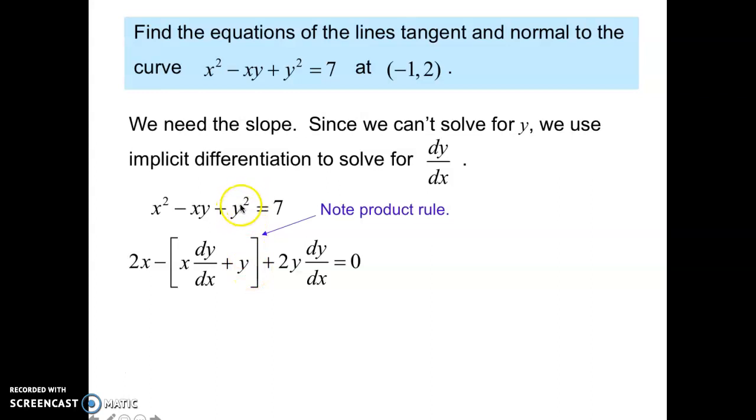Then I take the derivative of y squared, which is the 2 comes to the front, leaving the inside function alone, subtracting 1 from the exponent gives us 2y, times the derivative of this inside function y, which is dy dx. I don't know what that is, so I just put dy dx, equals the derivative of 7, which is a constant, which is equal to 0.